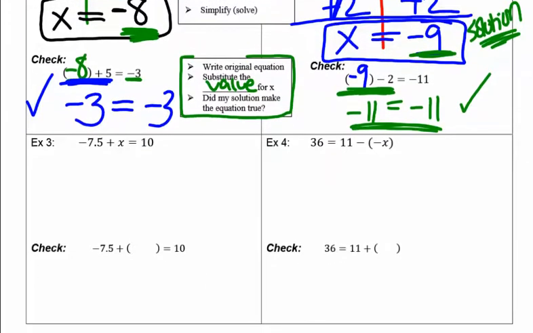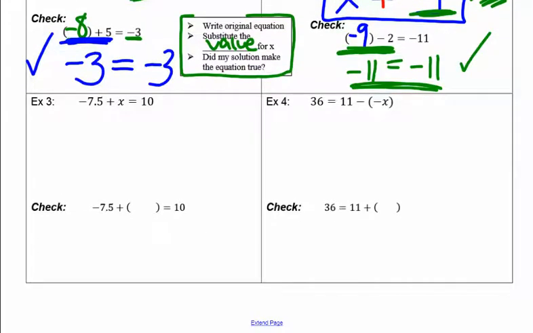All right, let's look at the next one. All right, so I make my little divider. I'm going to look at what's being done to x. So we're adding, but we're adding a negative. I'm adding a negative number. So I need to think, what is the inverse of negative 7.5? I need to basically find its inverse, its additive inverse. All right? It's going to be positive 7.5.